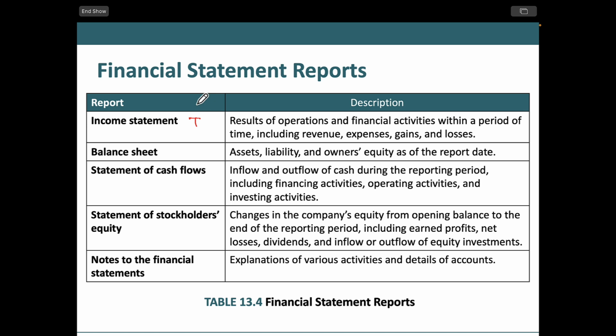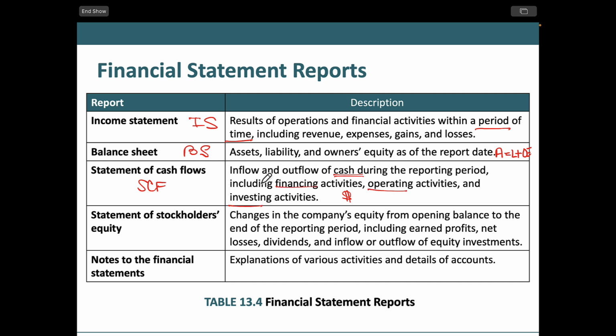So we all should know by now that the income statement gives us the results of operations and financial activities within a period of time, and includes revenues, expenses, gains, and losses. Then our balance sheet gives us our assets equals liabilities plus owner's equity, which is our accounting equation. Then we have the statement of cash flows, and this shows us the inflows and outflows of cash. Cash is king during the reporting period, and it gives us this information in operating, financing, and investing activities.